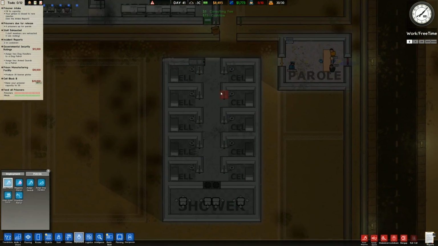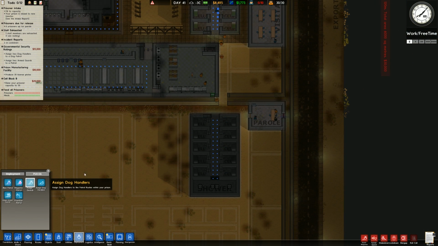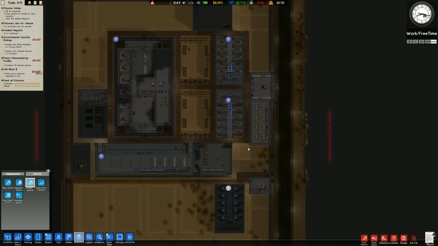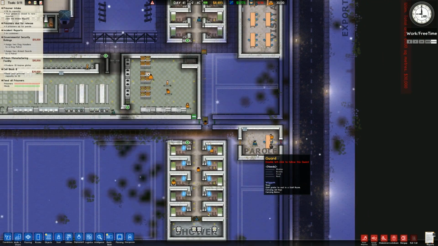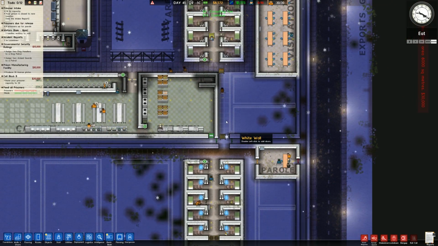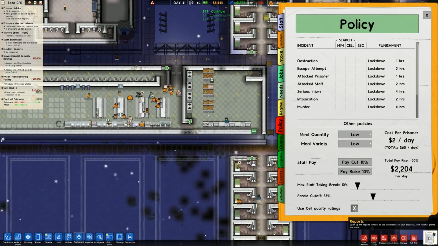Blue patrol. We'll have a blue patrol on the front here, and then set that up there, and we'll assign guards to that. There we are. So we've got guards assigned to each one of these, and also one in the parole. So actually, out of the 10 guards we've got, 4 of them are assigned to certain tasks, which isn't great, but it's not too bad either.